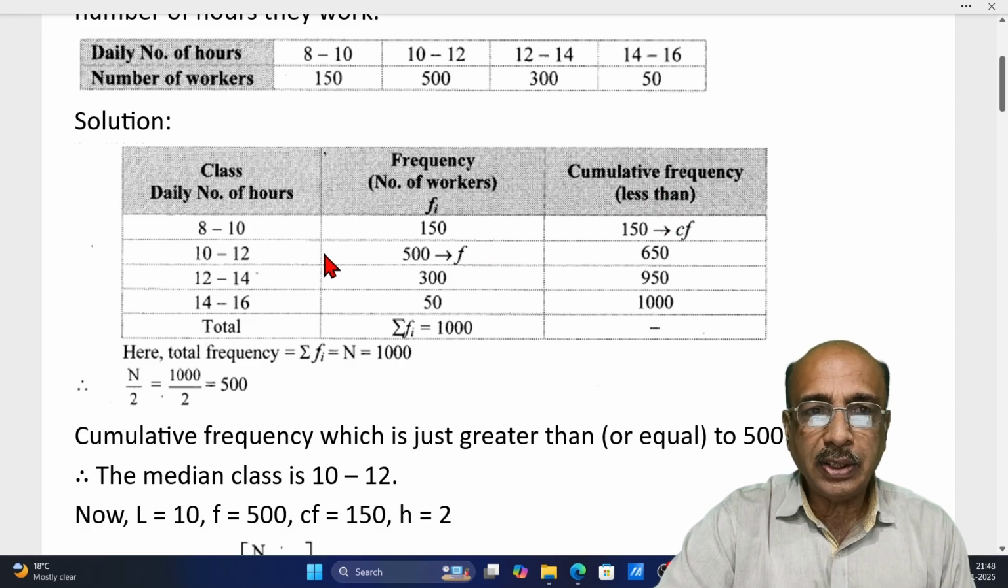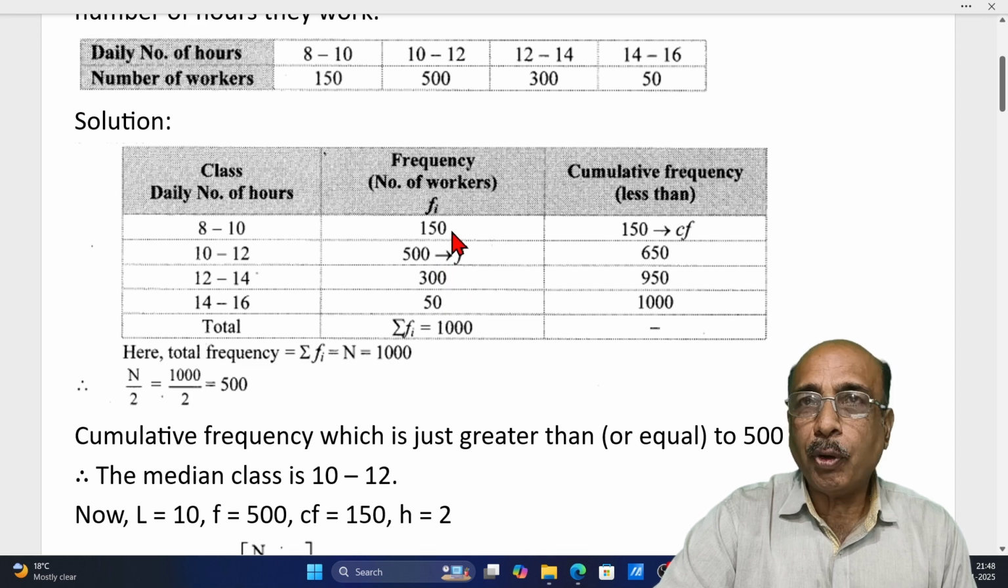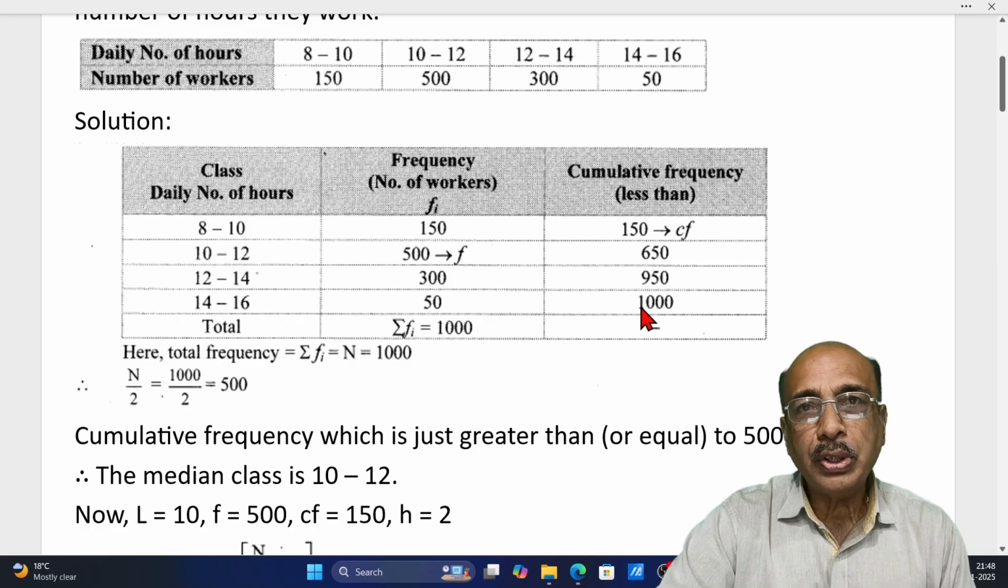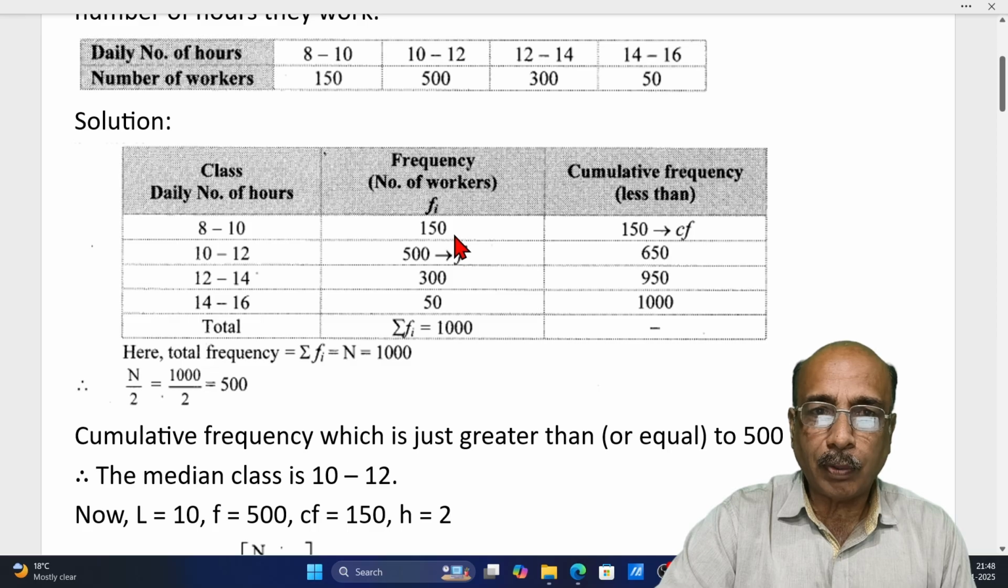Less than means we have to start with the lower class to upper class and keep on adding frequency. So less than, your first frequency is 150, then 150 plus 500 will be 650, 650 plus 300, 950, 950 plus 50 equals 1000. So cumulative frequency less than means from lower class we have to go adding the frequencies up to upper class. And here it is coming 1000.